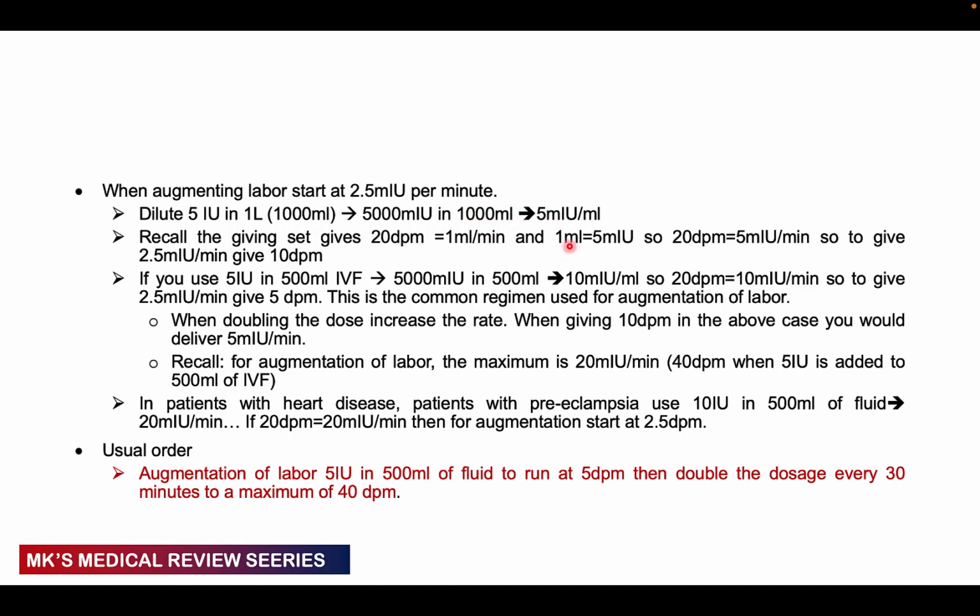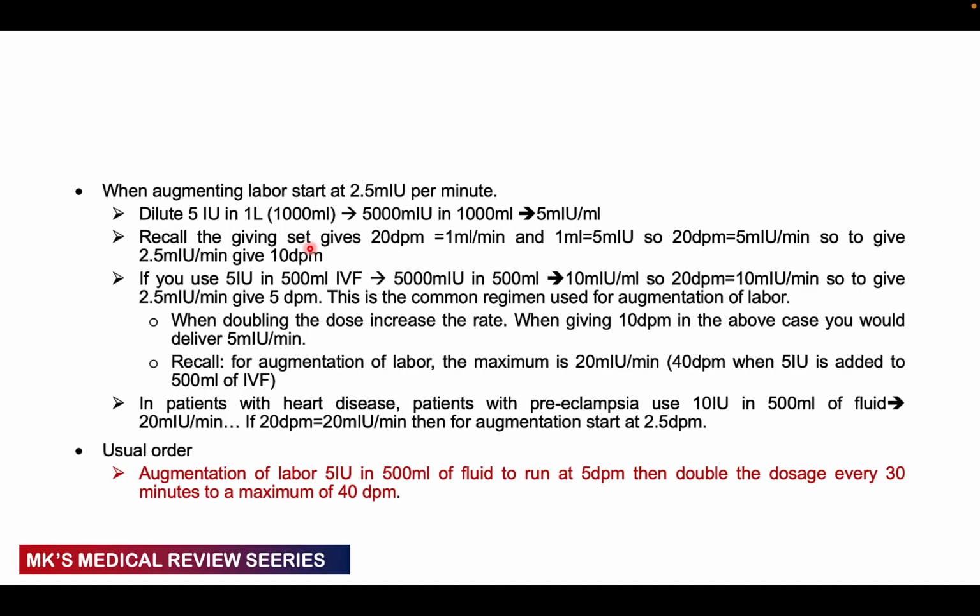So in 1 mil, you're giving 5 milli international units. So because of this concentration, 1 mil is going to be giving you 5 milli international units. So in essence, what we're saying is that this 20 drops that we're giving is going to be equivalent to 5 milli international units per minute. But remember that we want to give half this dose. Instead of giving 5 milli international units per minute, we want to give 2.5 milli international units per minute. So we're going to be dividing the drop factor by 2. So we divide both sides by 2. So for us to get 2.5 milli international units per minute, we should give it at 10 drops per minute.